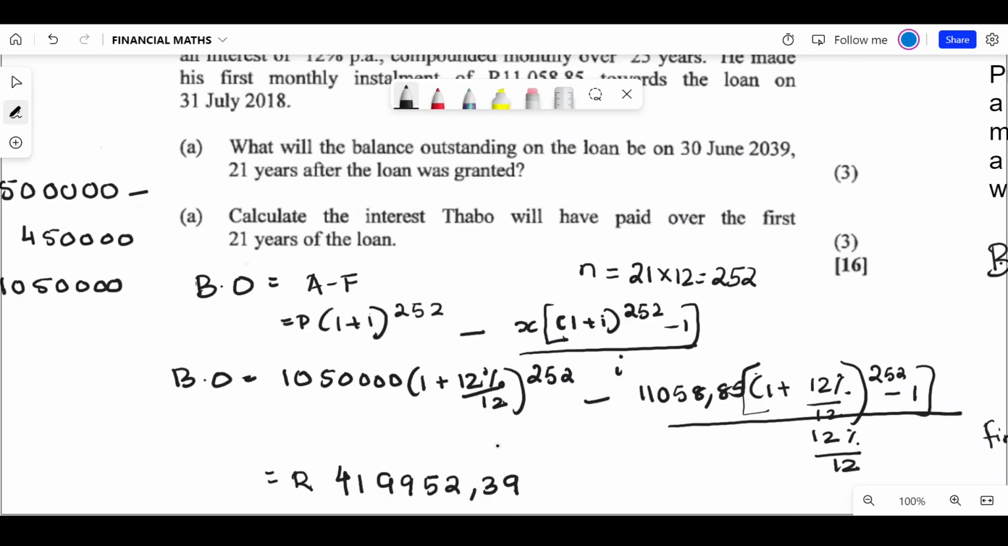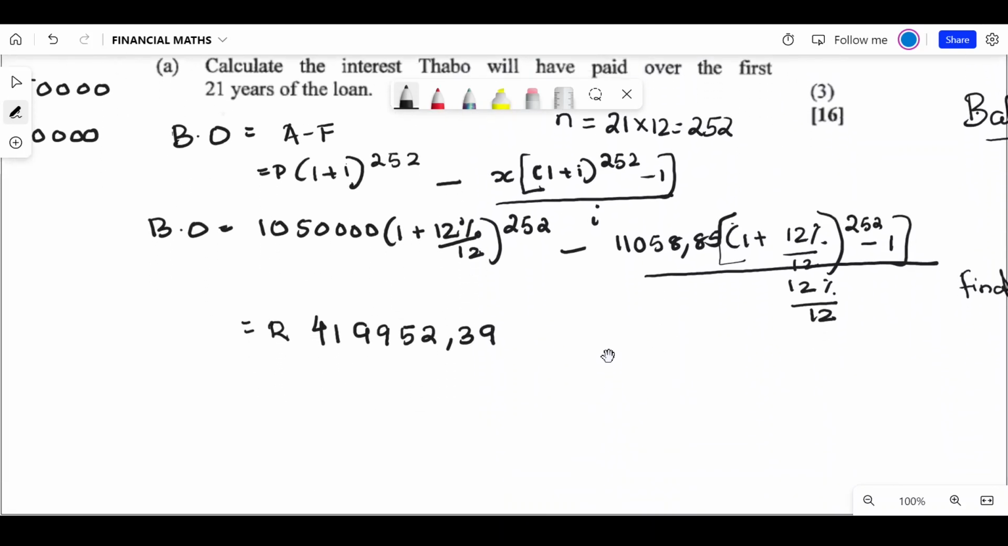I hope you understand. If you have any questions, please comment in the comment box. Okay, calculate the interest Thabo will have paid over the first 21 years of the loan. So you must know how to calculate the interest. In this case, it's a little different because you are calculating interest after 21 years, not after the full term of 25 years. So there will be a small difference, but we can still find the interest.